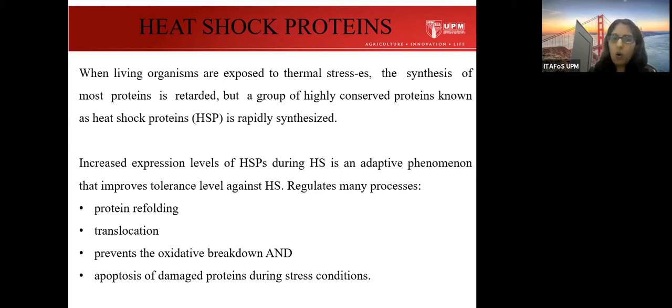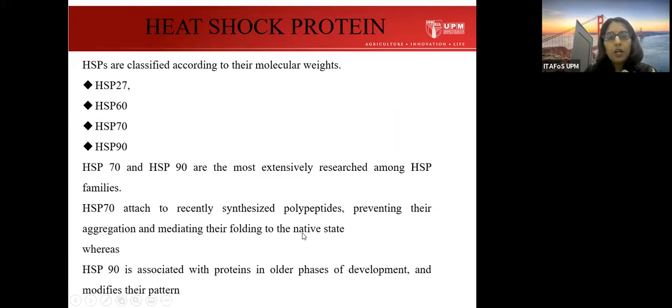In my case I'm related with heat stress, but in any other cells, it also helps to prevent oxidation breakdown and also prevents apoptosis in tissues.